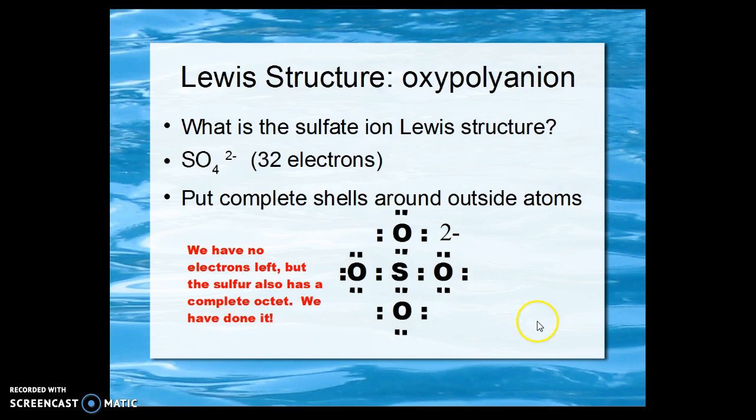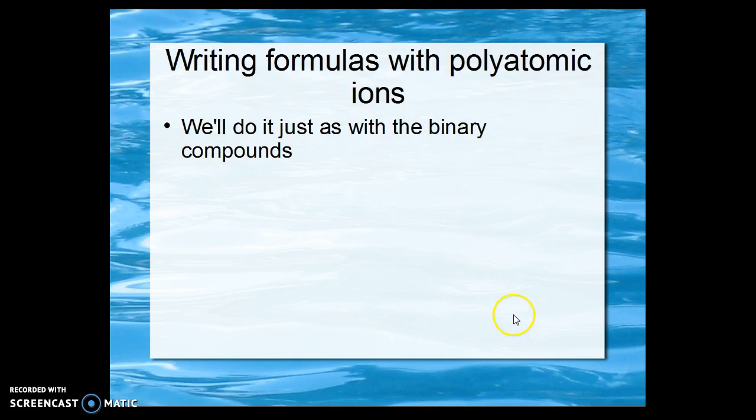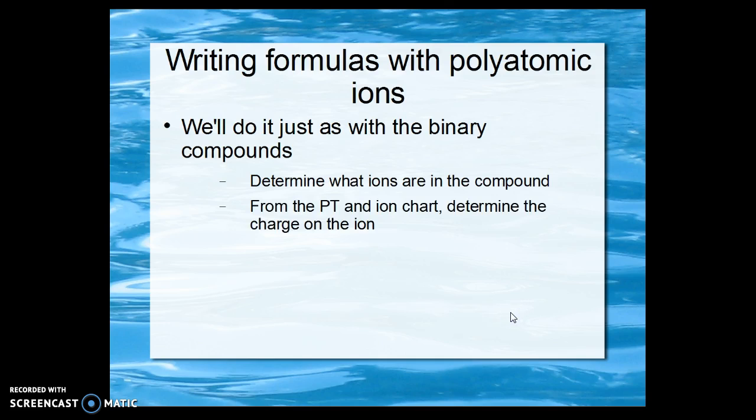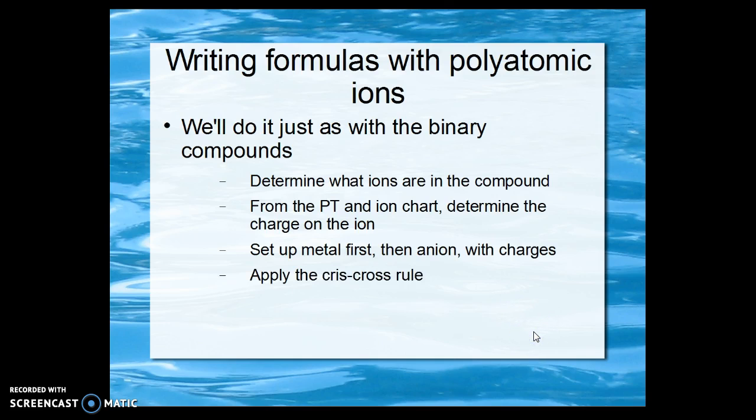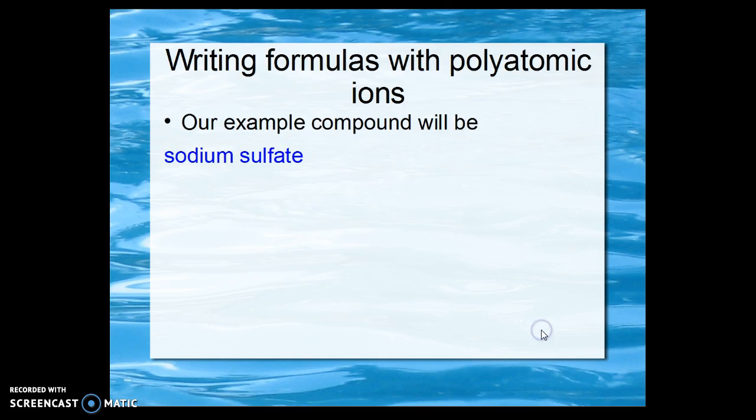We've done it. Now, how do you write formulas with polyatomic ions? Use it just like we did with the binary compounds. We use the Cris-Cross rule. You determine what ions are in the compound, and from the periodic table and ion chart, you get their charge. You put the metal first, then the anion with their charges, and apply the Cris-Cross rule. Then you reduce to the lowest whole number ratio, the ratio of one ion to the other.